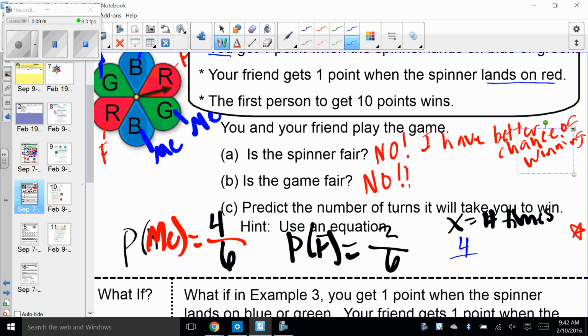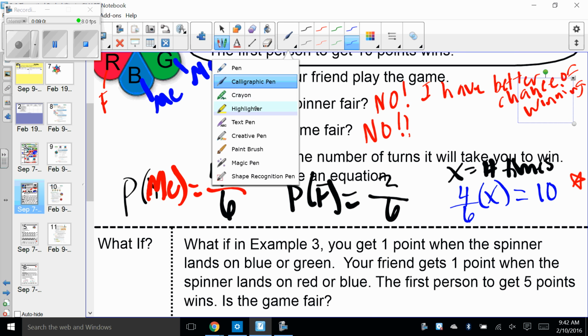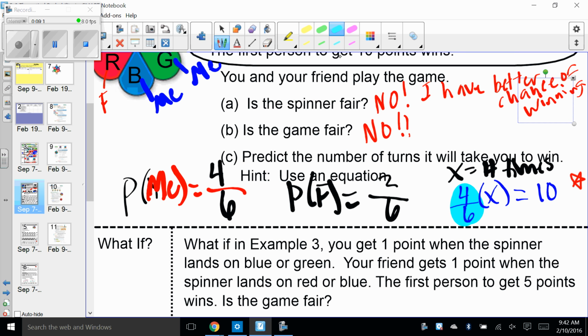I have a 4 out of 6 chance of winning every time I play. So 4 out of 6, how many times would I need to win to get 10 points? This is the equation we'll solve here in blue. I'll go ahead and highlight that. You have a 4 out of 6 chance of winning. How many times would I need to play so I get 10 points?